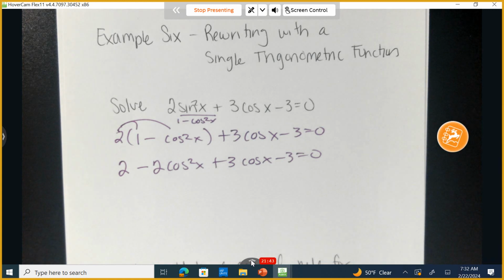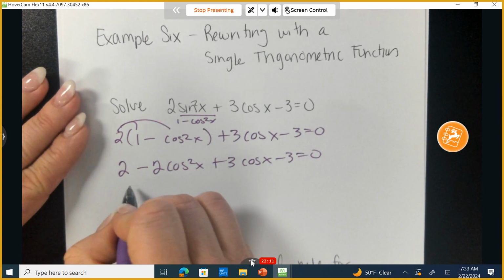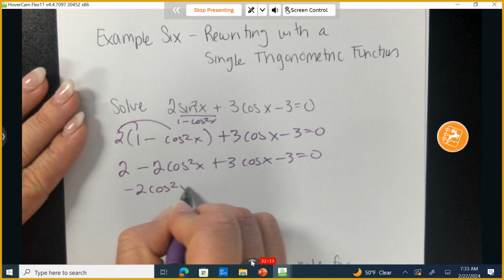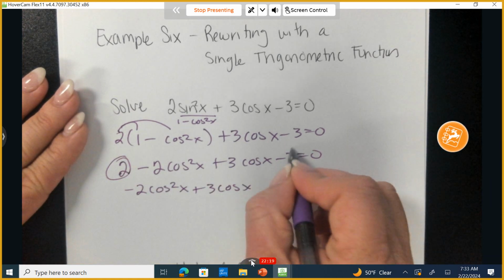I want you to combine like terms. Do that next, please. Combine like terms. Okay, so now I have negative 2 cosine squared x plus 3 cosine of x. Now when I move this and combine it with here, I get a negative 1. Is everybody good at that?